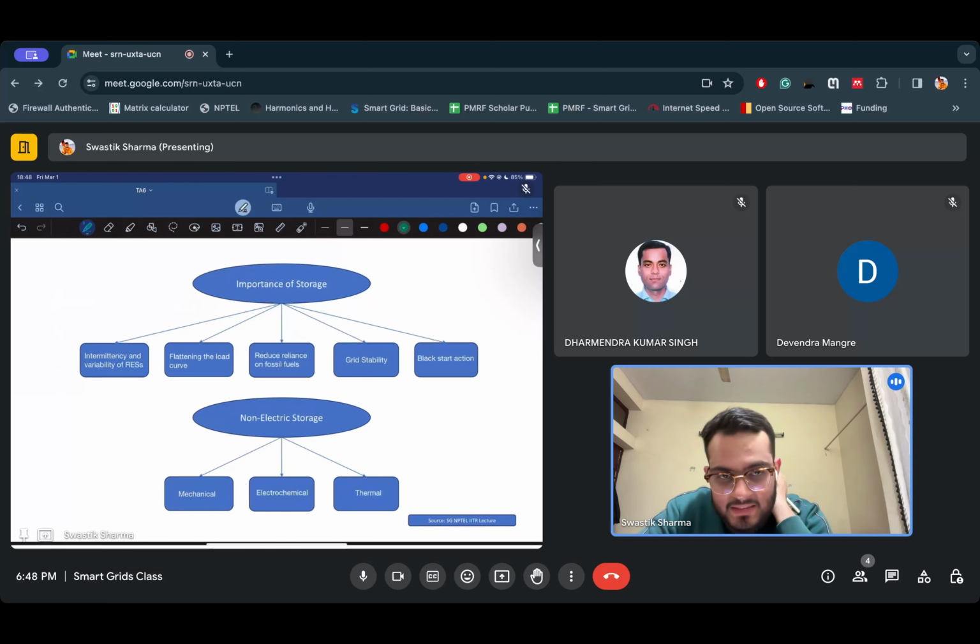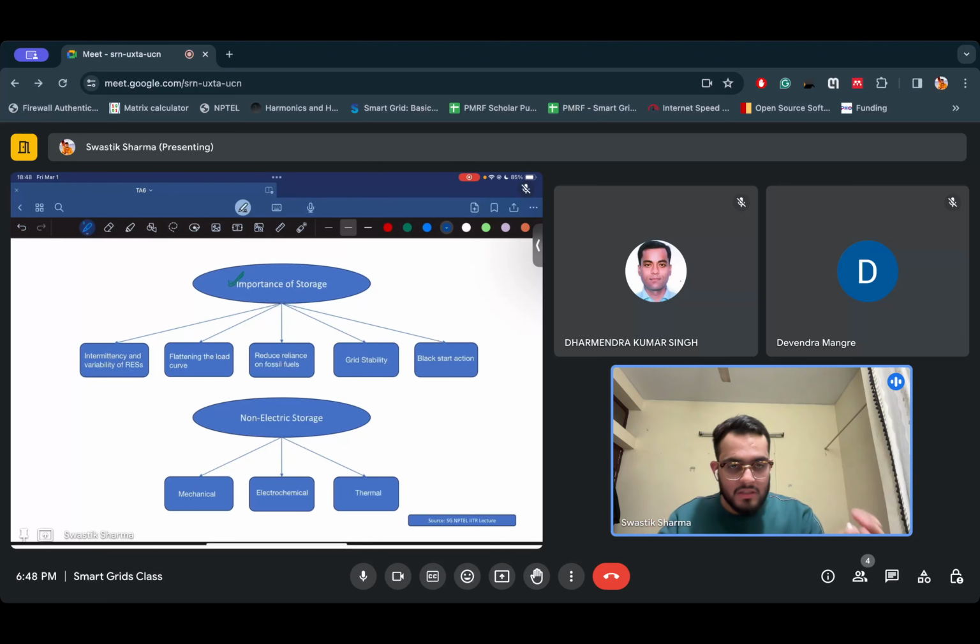So we discussed in week 1 and week 2 the importance of storage, and how many different kinds of storage there are. This is just a refresher. So NP Padhy sir gave a brief refresher on it. So we started with the importance of storage, and storage is very important from the point of view of how the grids are going to function.